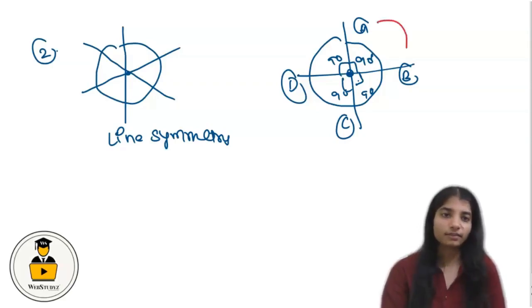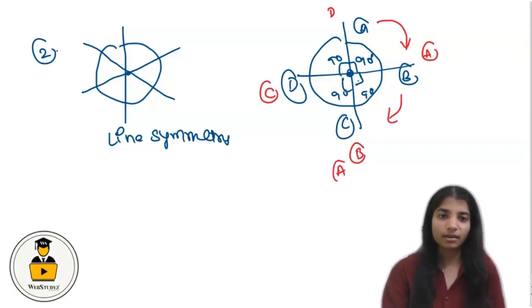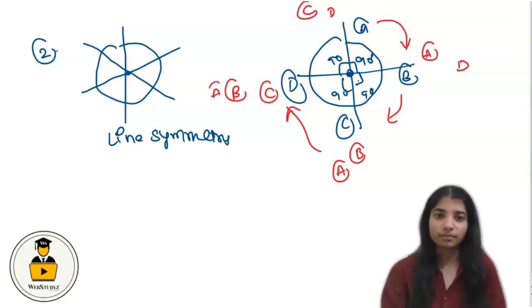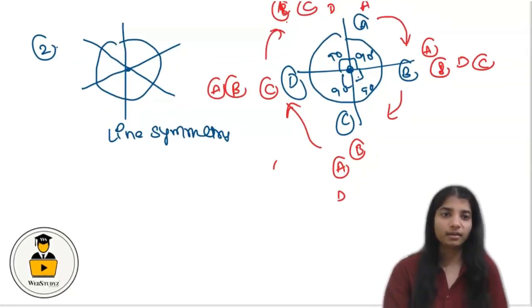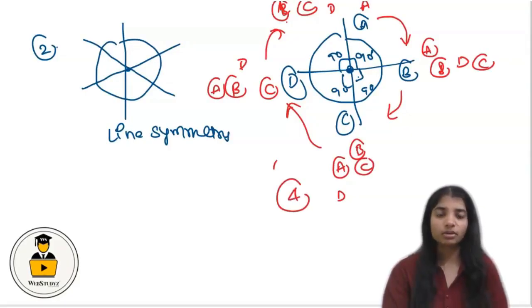we get the initial figure. Firstly we rotate this by 90 degrees, so A will be here, B here, C here, D here. Then again by 90 degrees, A, B, C and D move again. Again by 90 degrees, A, B, C and D move once more. Then again by 90 degrees, it gets its initial position: A here, B here, C here, and D here. So basically it took four rotations to reach its initial position.